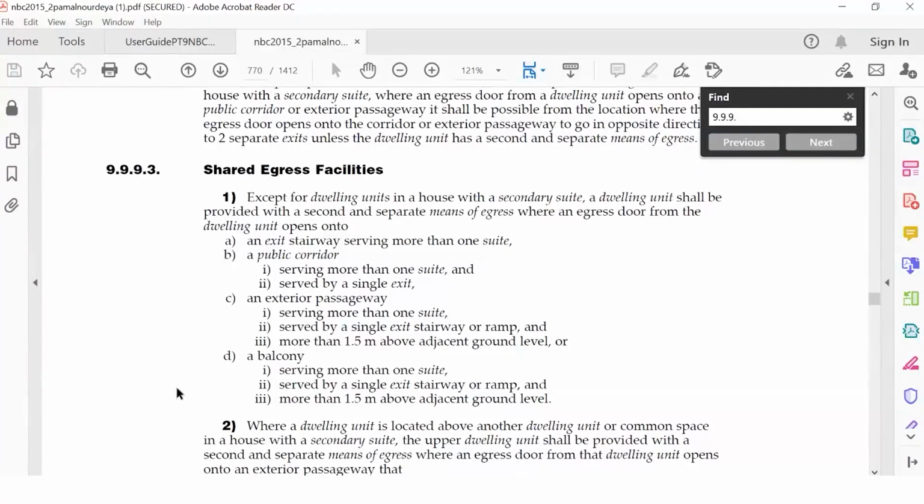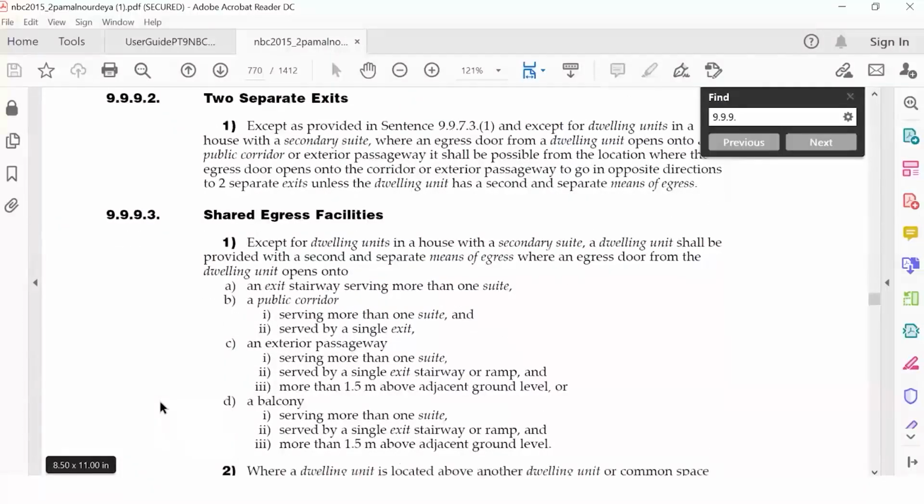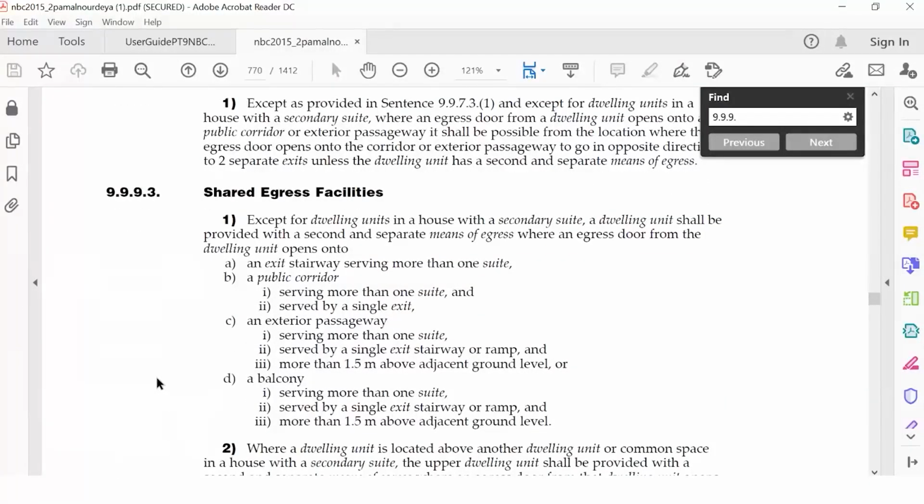So this is basically your shared egress facility restating the other provisions related to single egress. When you are provided with an exit stairway serving more than 1 suite, then they should have a separate means of egress, unless you have a public corridor that gives access in 2 separate ways. If it gives access in only one way to an exit, then they need to have their secondary exit. Same thing for balconies. If it's a balcony serving more than 1 suite, then each suite needs to have access to another means of egress.